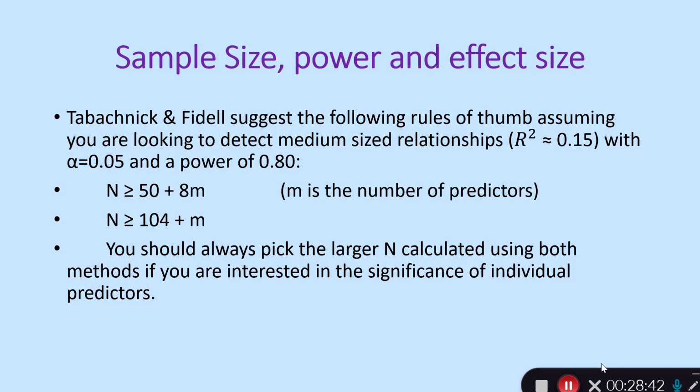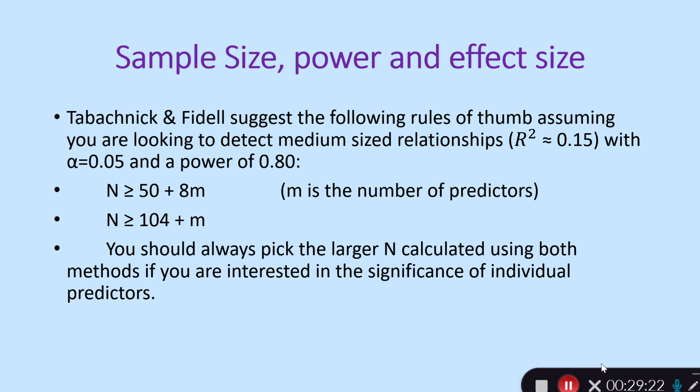But for sample size, I think it's often the case that you're stuck with whatever sample you've got when you're conducting research. But in terms of calculating how big a sample you need, Tabachnick and Fidell, whose multivariate statistics textbook is recommended reading for this course, is a very good book. They suggest the following rule of thumb, assuming you're looking to detect a medium-sized relationship, a medium effect size of an R squared of about 0.15 or about 15%.